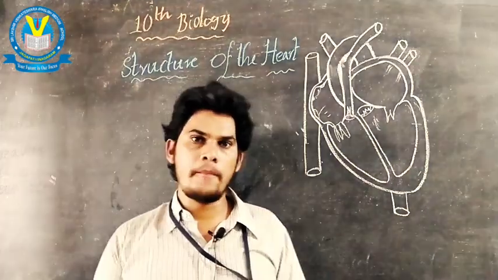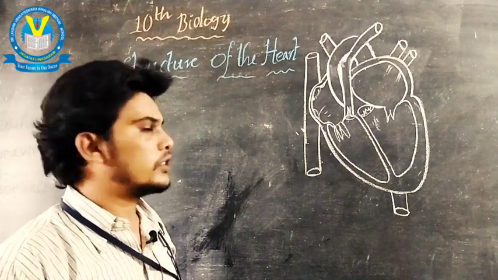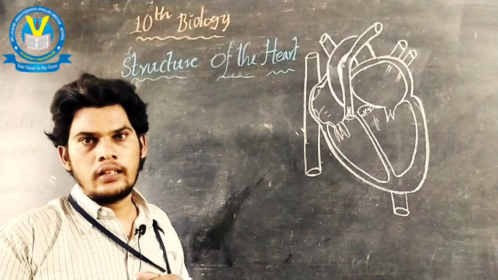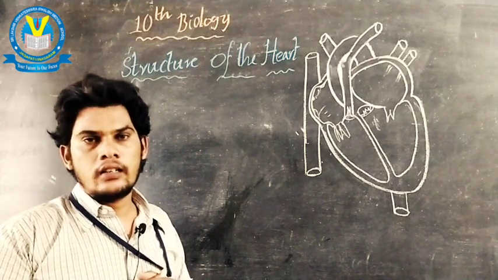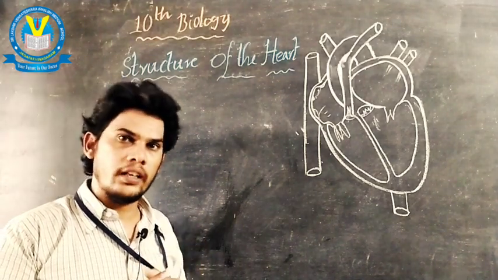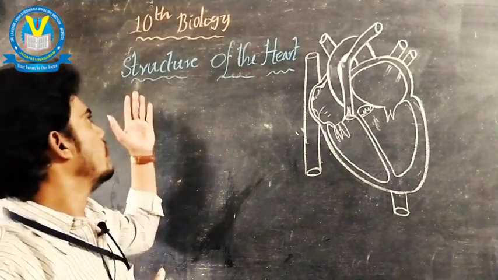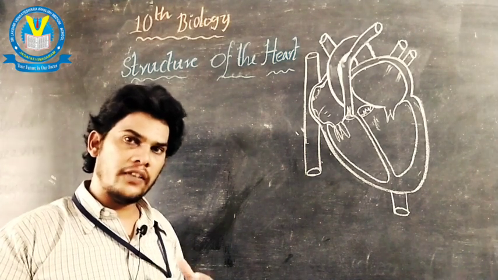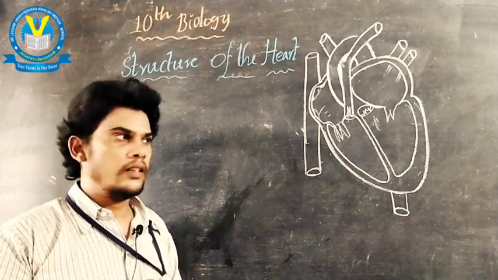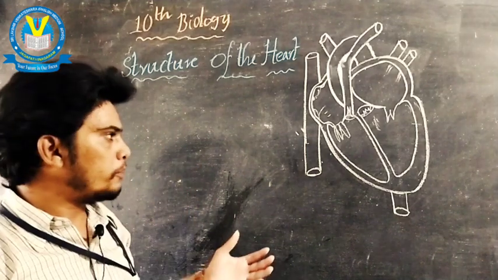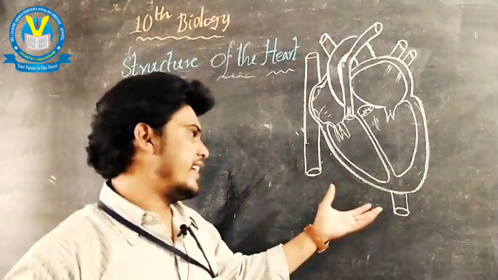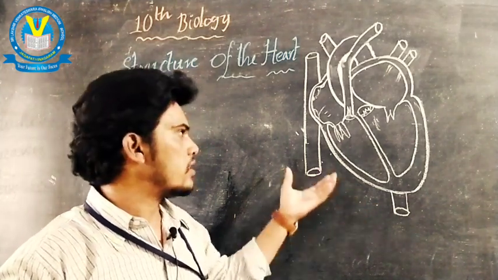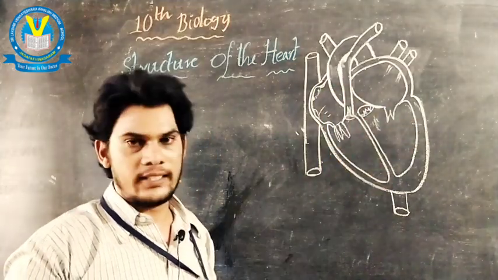Today in this module I am going to teach you about one of the important subtopics in the chapter, the transportation system of the human body, that is, the structure of the heart. It is very important for 4 marks. Listen carefully. Look at the board. It is an imaginary diagram of the heart. Approximately, the structure of the heart appears like this.